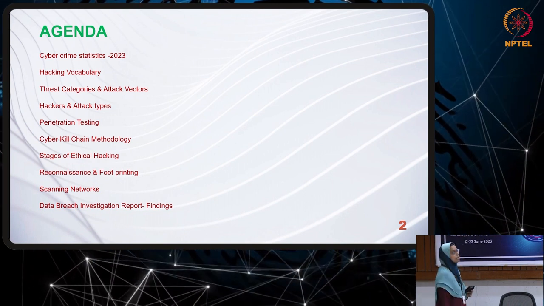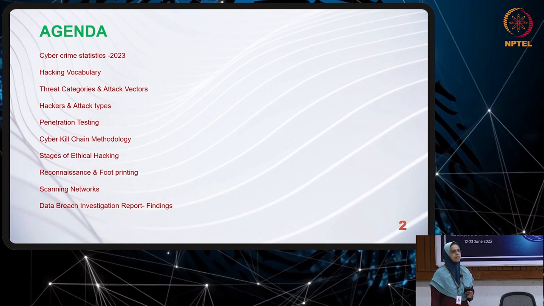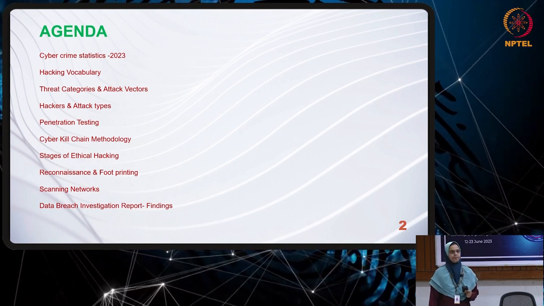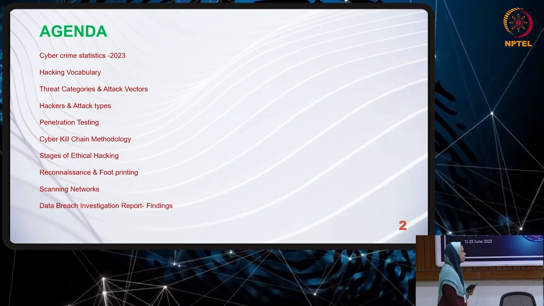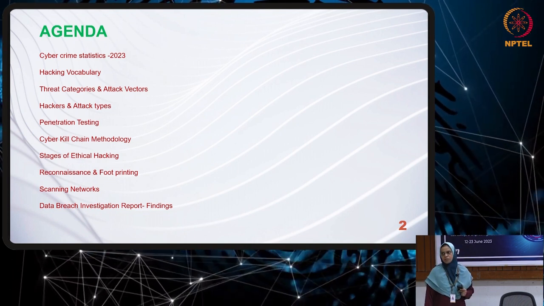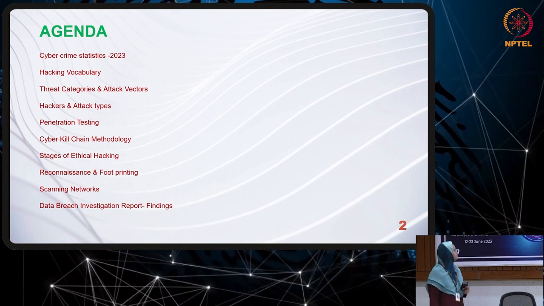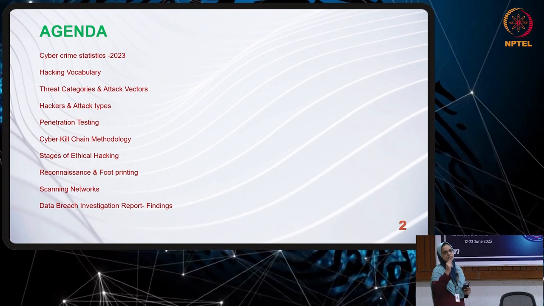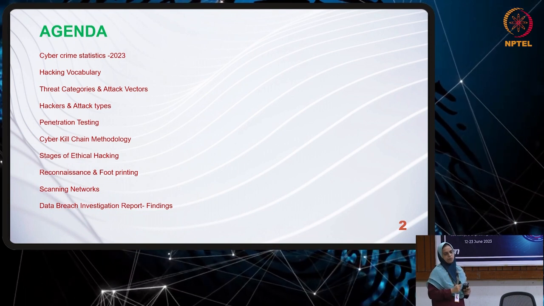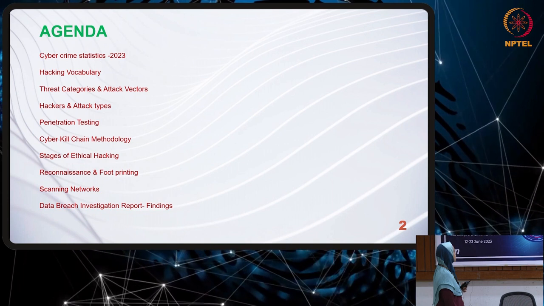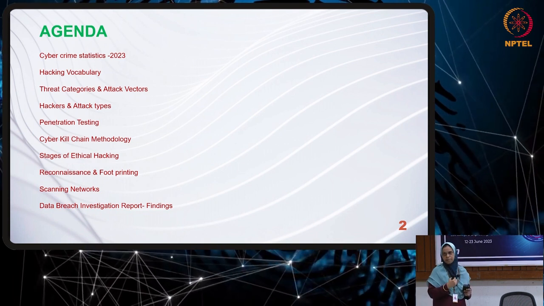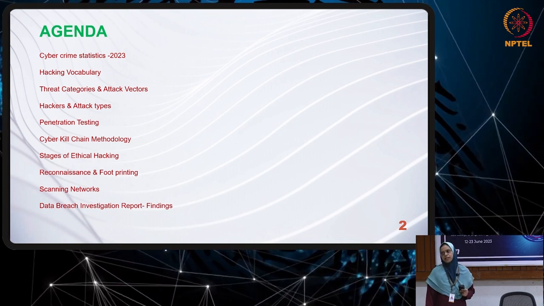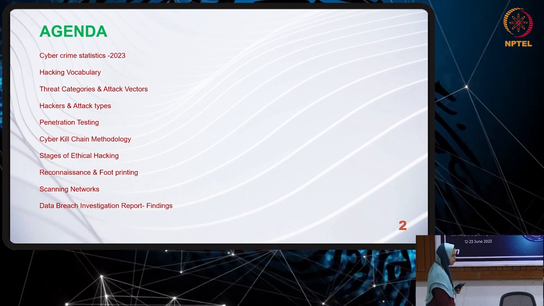We will discuss a widely used methodology called cyber kill chain methodology, shortly called CKC. There are different stages of ethical hacking. We will discuss that. Reconnaissance and footprinting. This is one of the first stages of ethical hacking. We call that reconnaissance and footprinting. We will go in detail. Step by step we will go. Then the second stage of ethical hacking is called scanning networks.